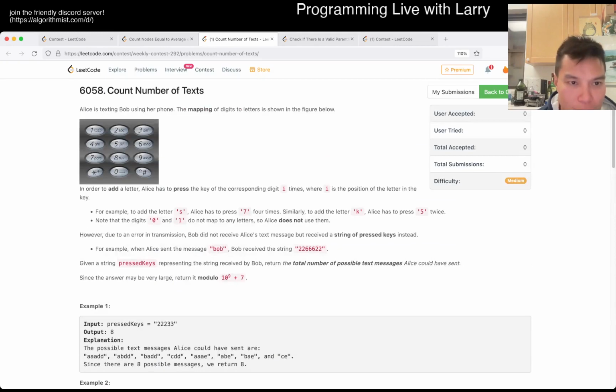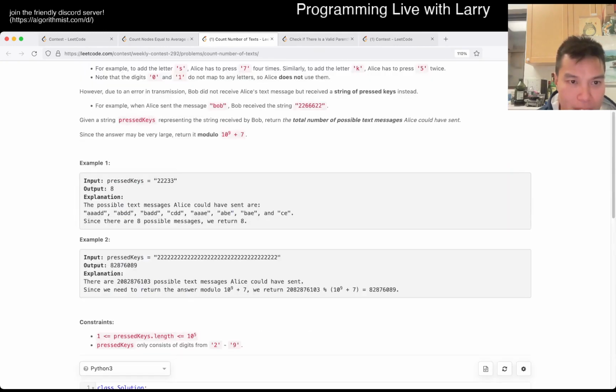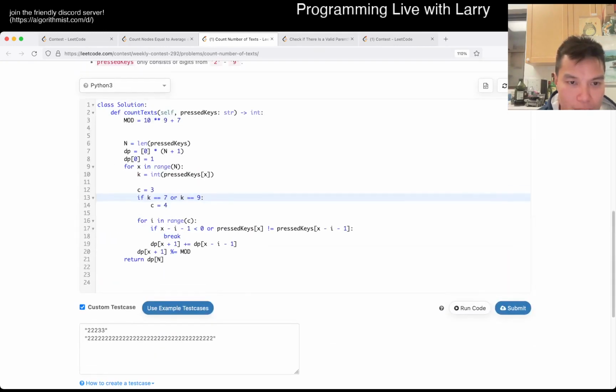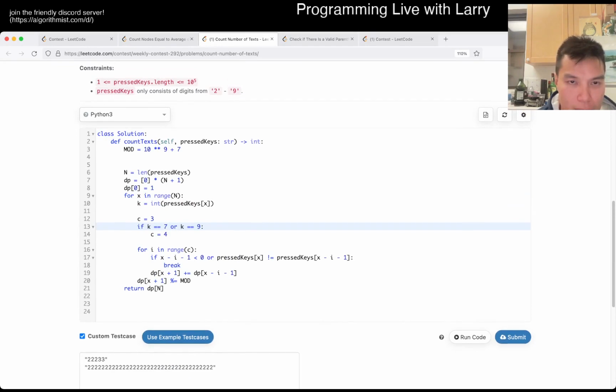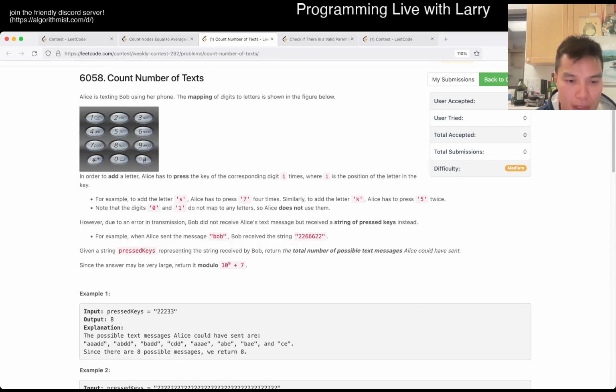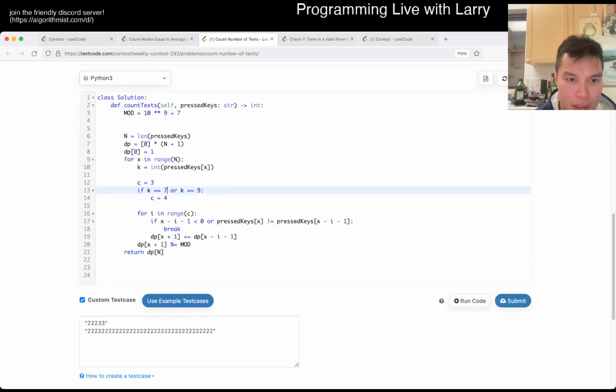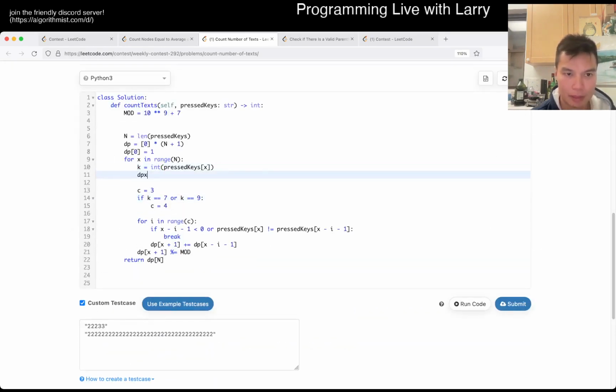709, right? 4, 4. Did I get the other one right? The other one is 2, 2, 2, 3. The reason is because we need this to be dp of x is equal to dp of x plus or minus 1, right, for one number. I think maybe I'm off by something here.